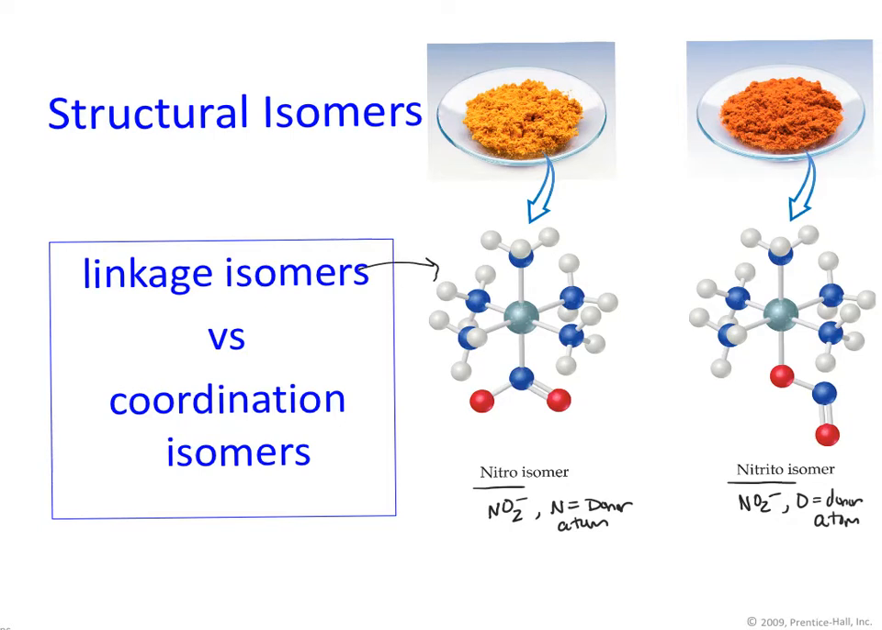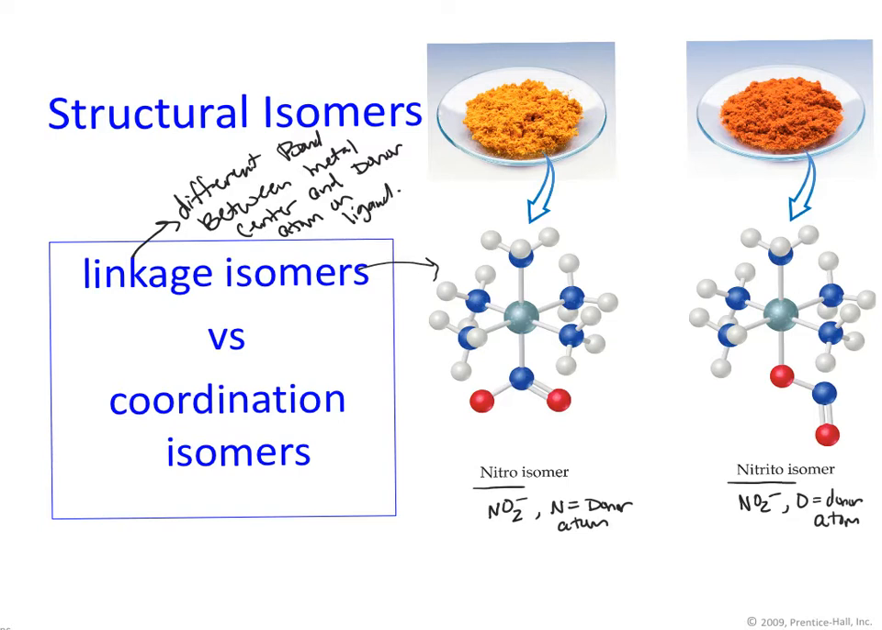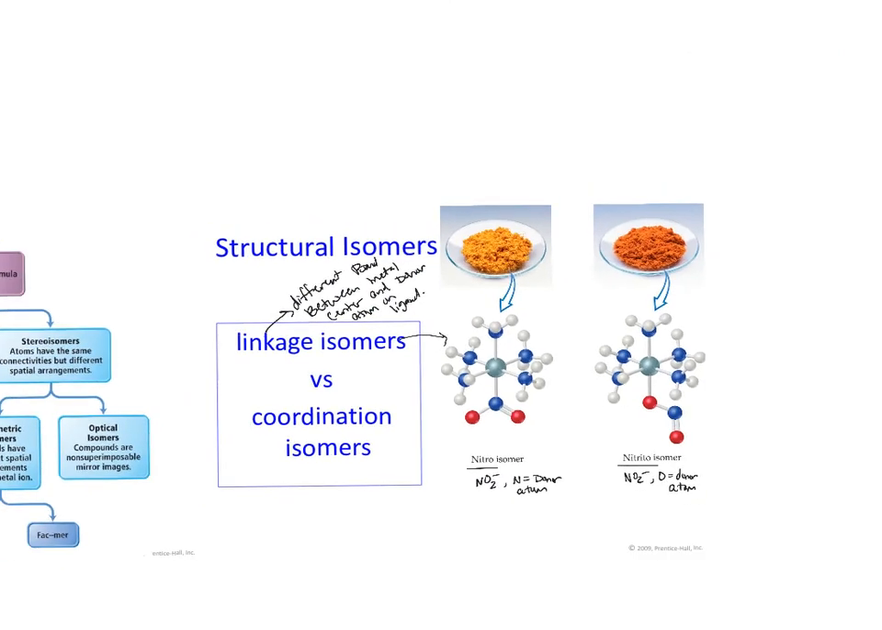We have a ligand with more than one possible donor atom. So in the linkage isomer, I have a different bond between the metal center and the donor atom on the ligand. Let's look at one more example.